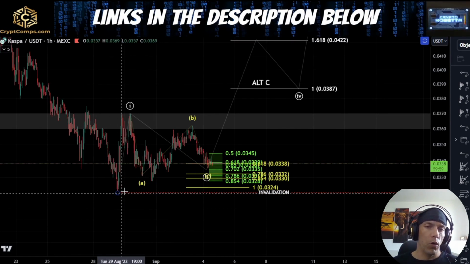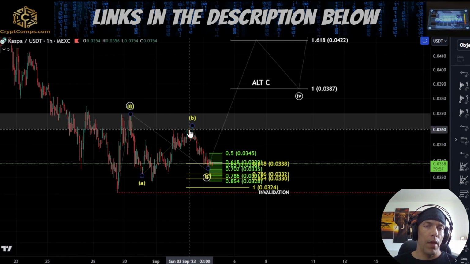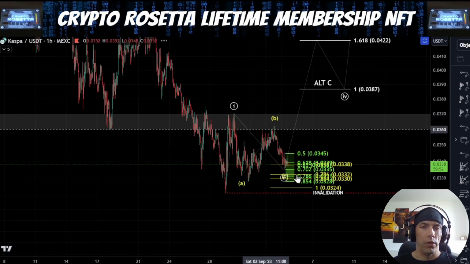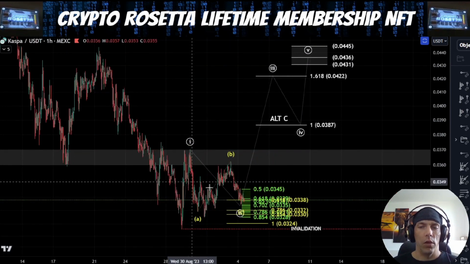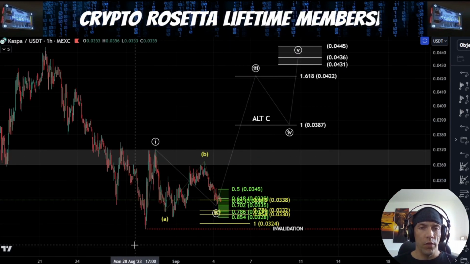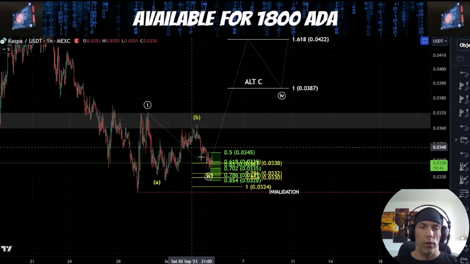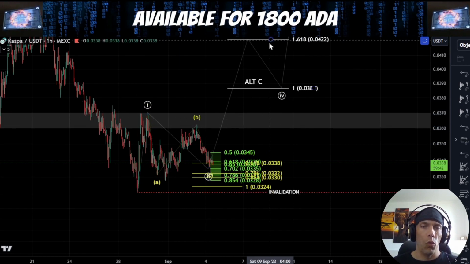If we fail to hold this 0321 level, then the probability is that we still have this corrective move to the downside, and it's not completed yet. We're going to go over that in a second, but this is our bullish count here. What we're looking for is the fact that this is 1, this is 2, and then we're going to look for this move to the upside.